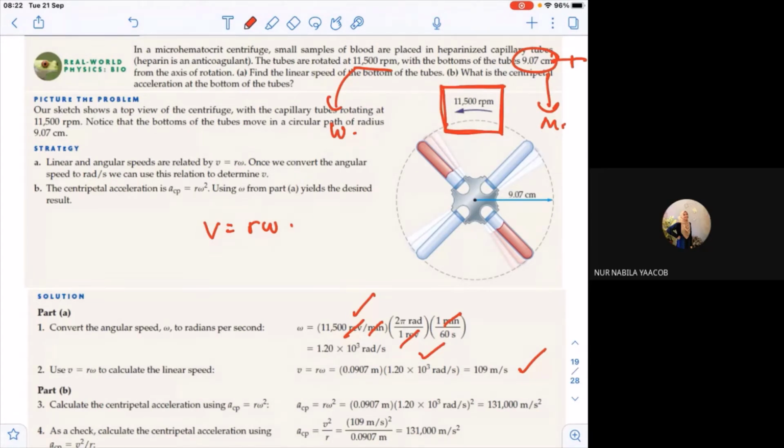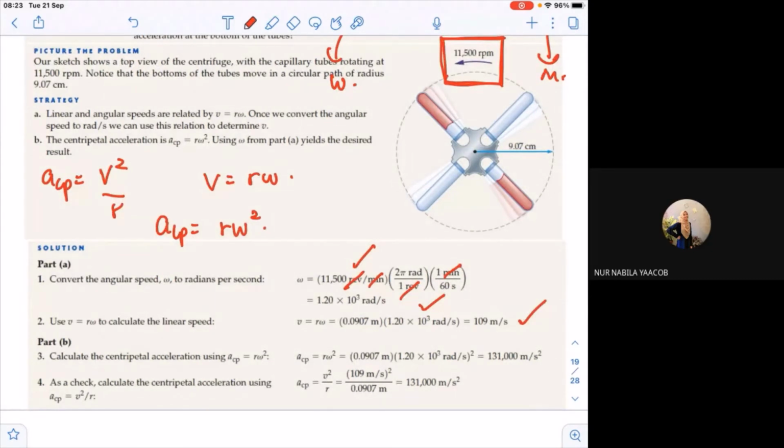And part B, what is the centripetal acceleration at the bottom of the tube? There are two ways to calculate the centripetal acceleration. For instance, a_cp equals v squared over R, or a_cp equals R omega squared. It depends on the situation. In this example, they provided two possible solutions that give equal values. Number one uses R omega squared.